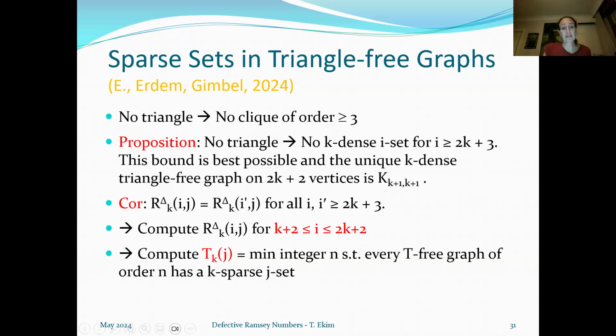So we can introduce a similar parameter that we call tkj. We just get rid of the clique part, the dense part, because it is the minimum integer n such that every triangle-free graph of order n has a k-sparse set. And we used our generic algorithm.